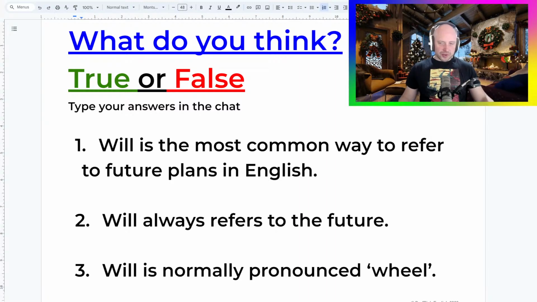And welcome to everyone joining us today in the live chat. Today we are looking at the future tenses in English. We're going to look at future simple, future perfect, future continuous. And we are also going to look at some other ways of expressing the future in English, like present simple, gonna, present continuous, and so on.